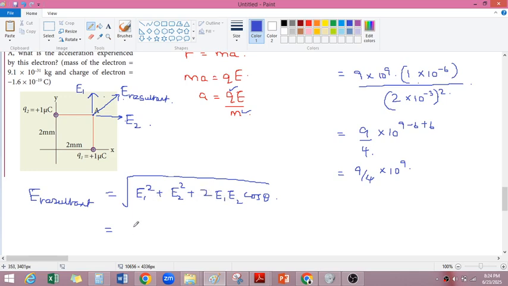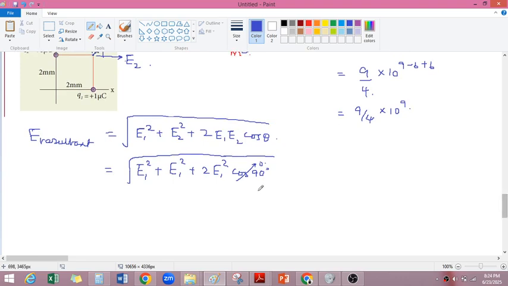So how can we write this? I can replace E2 with E1. E1 into E1 will become E1 square. What is cos 90? 0. So that means the good news is I can eliminate this term, and only this one will be remaining. So I don't have to waste my time calculating this. So this is E1 square plus E1 square, so 2 times E1 square.